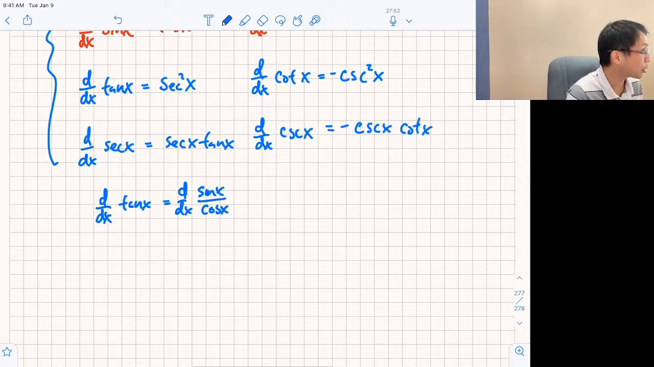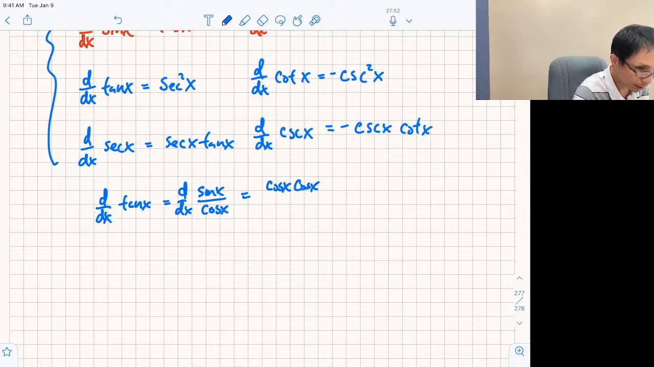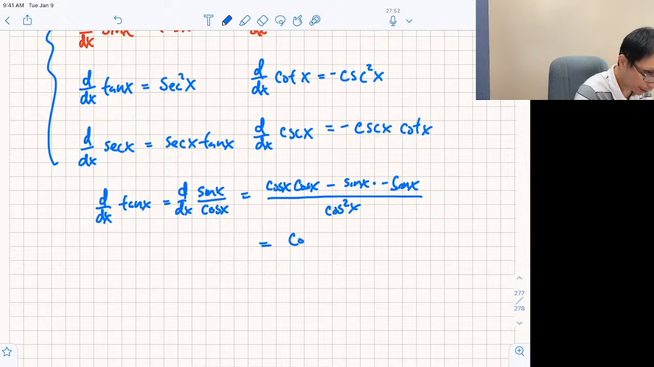Now since we have a quotient, can we apply the quotient rule in this case? Yeah. Low, d high. What's the derivative of sine of x? Minus high, d low, over low squared. So that's going to be cosine squared of x. Now this one's going to be plus sine squared of x over cosine squared of x.